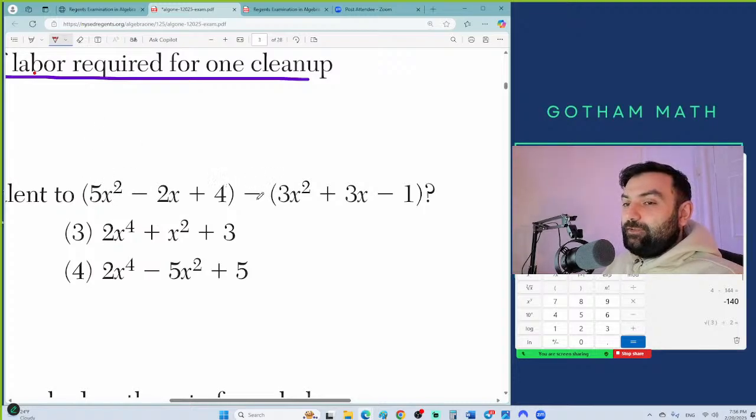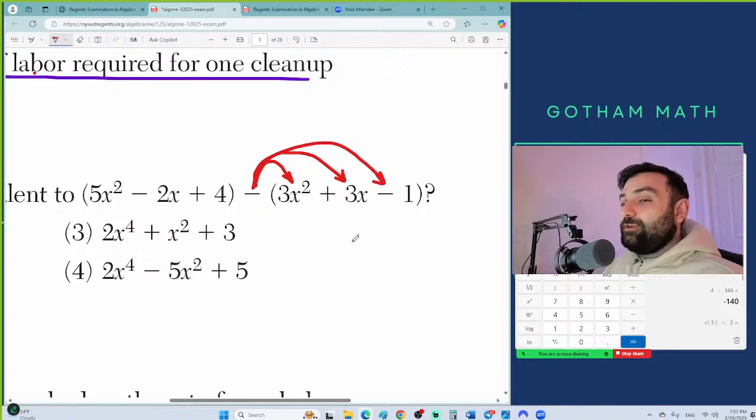So what is the trick here? The trick is this minus. People sometimes just write minus 3x squared, and then keep this plus, and keep this minus 1. That's what people do, but it's wrong. What you have to do is apply that minus onto every single term in there. In other words, change every sign inside the second parenthesis.